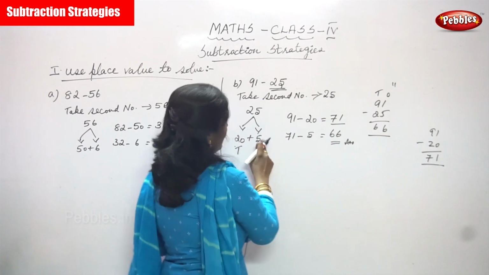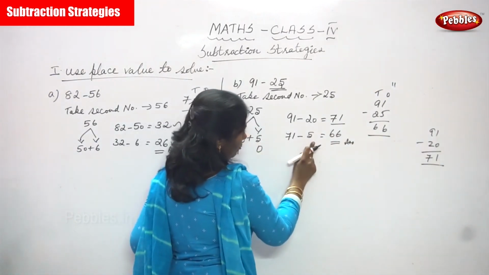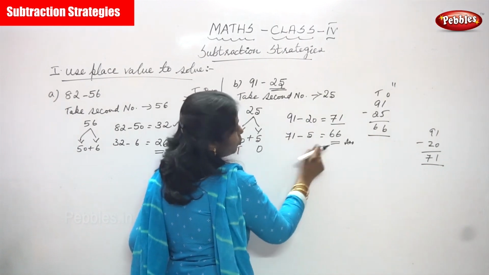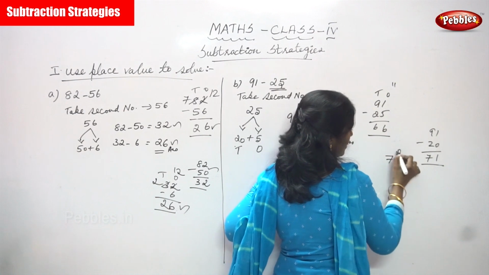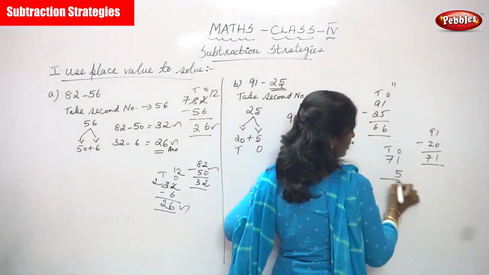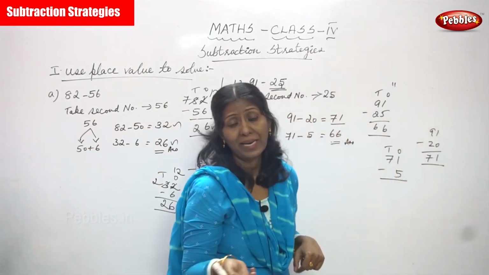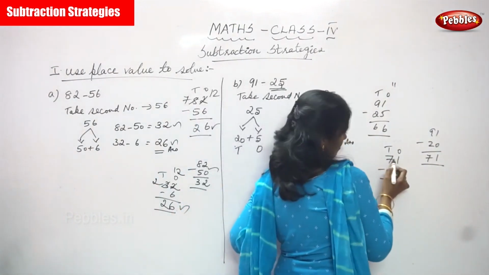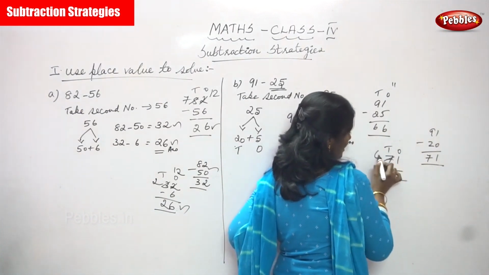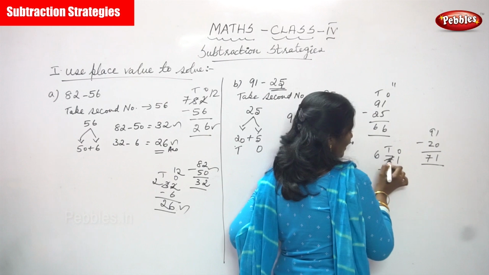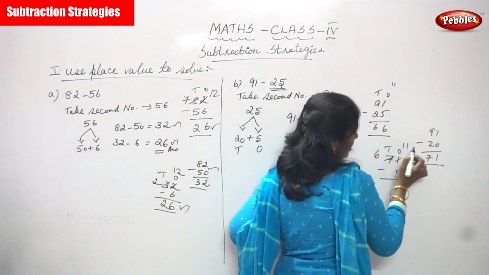Then you subtract the ones. The number in the ones place is 5. 71 minus 5: 1 minus 5, 1 is not enough to subtract, so you have to borrow 1 from the tens place. This 7 becomes 6, and the ones place 1 becomes 11. So 11 minus 5.